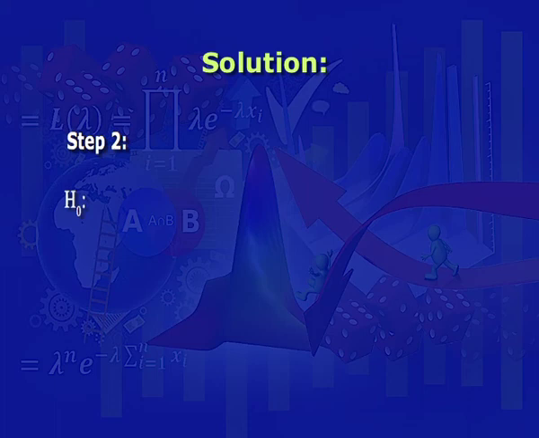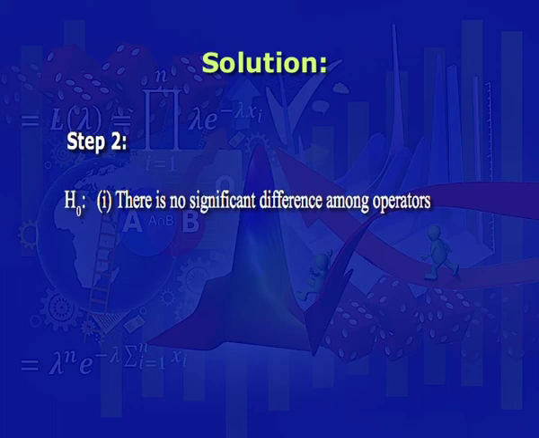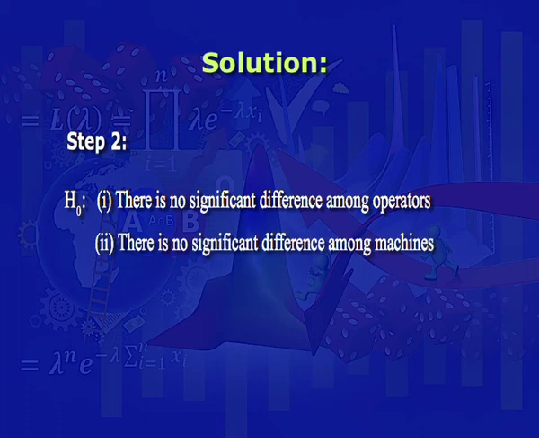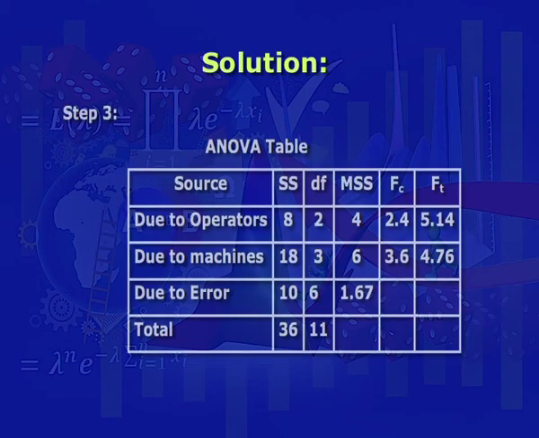Now, in step 2, we define hypothesis. There are 2 null hypotheses. Number 1, there is no significant difference among operators. Number 2, there is no significant difference among machines. To test this hypothesis, we prepare ANOVA table as defined in step 3.